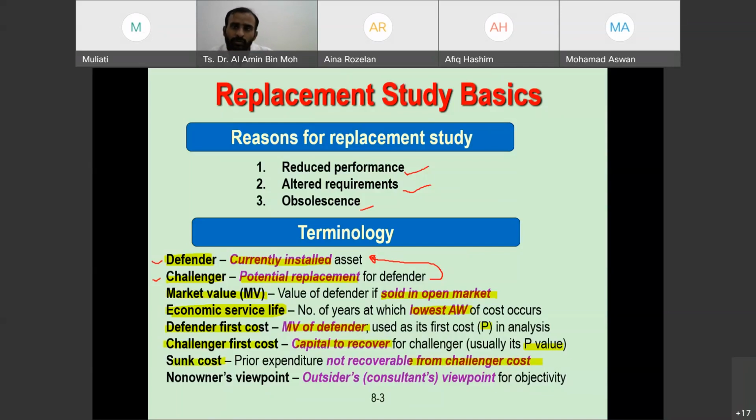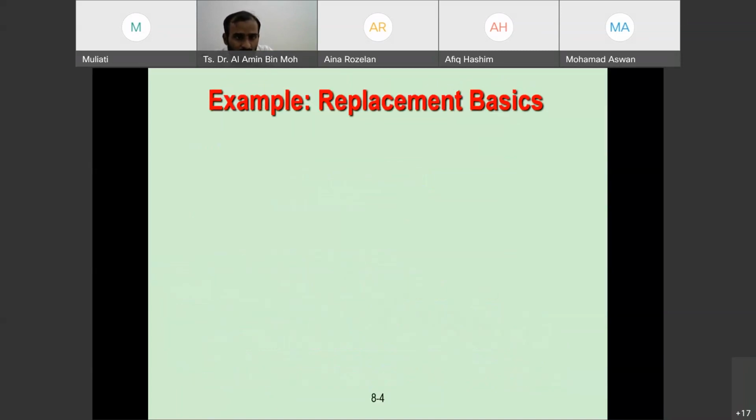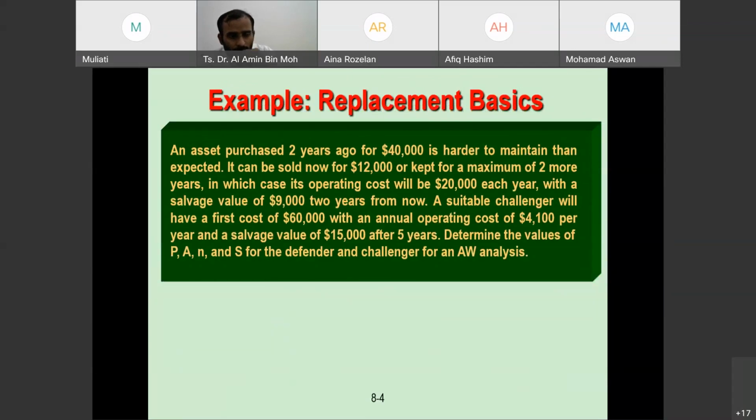Okay, so now we are going to see the example, the replacement basis. We are going to give some scenario. As usual, the problem is going to be given in scenarios. Sometimes it's going to be a paragraph, sometimes 2 paragraphs, sometimes it's going to make your life miserable and give you 2 pages of problem for you to extract the information. So basically, the key point is to extract the given information.